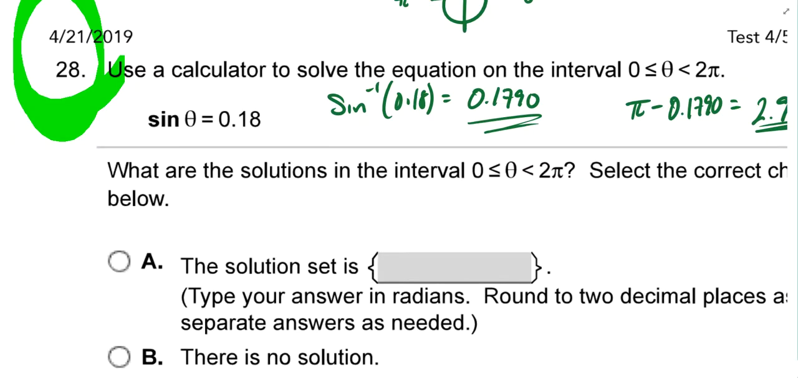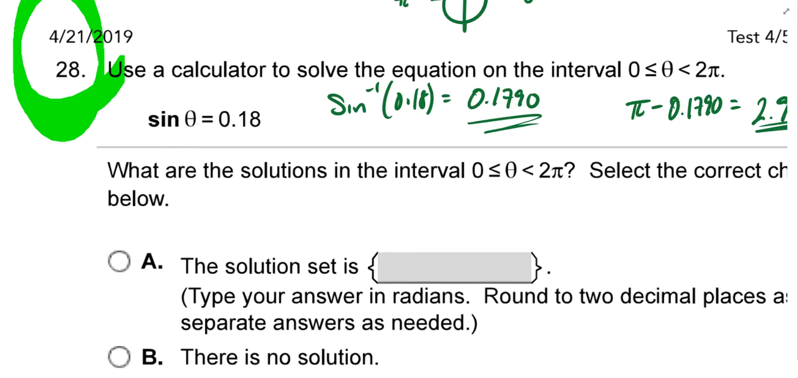Okay, and that brings us to a question that we do need a calculator to solve. In fact, it's instructed for us to use in the problem itself. Use a calculator to solve the equation on this interval. Now, what you have to keep in mind is that there are often more than one answer. There often is more than one answer in this interval, and we've got to be prepared and understand how to obtain both of them, even if the calculator gives us just one.